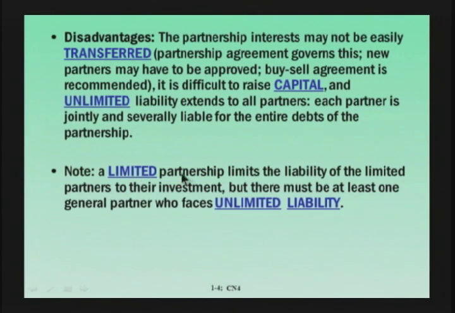In order to have limited liability, those limited partners must not actively participate in the management of the partnership and are deemed to be silent partners, or the limited partners are merely investors.